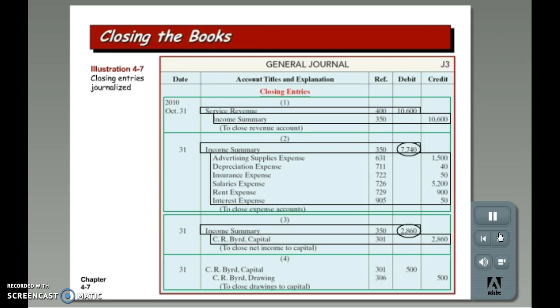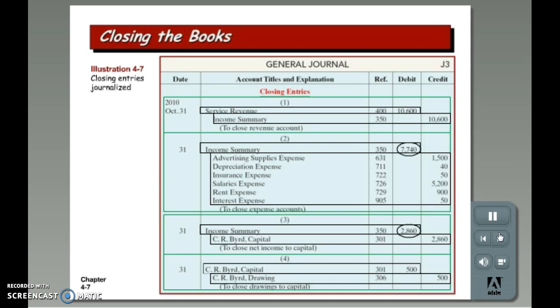The final closing entry involves closing the owner's drawing account. Because owner's drawing is a debit balance before closing, it is necessary to credit the account to zero it out. How do drawings affect owner's capital? Drawings reduces owner's capital. Therefore, the owner's capital account is debited in this closing entry. These four closing entries need to be posted to the accounts in the general ledger.